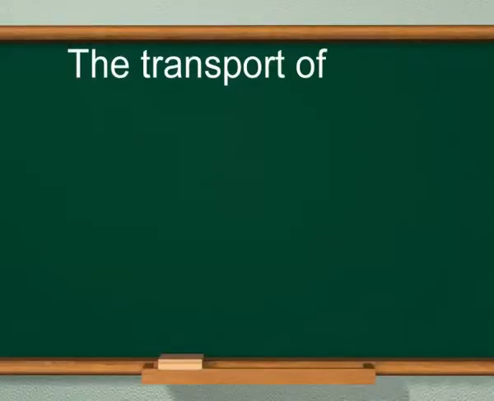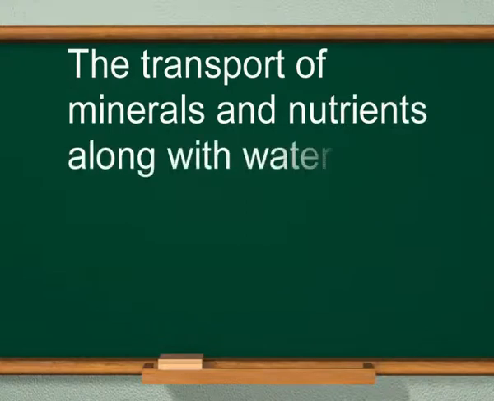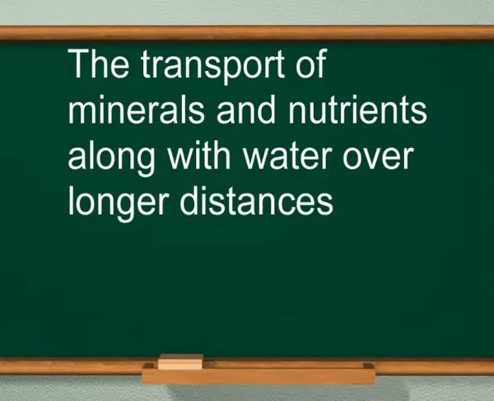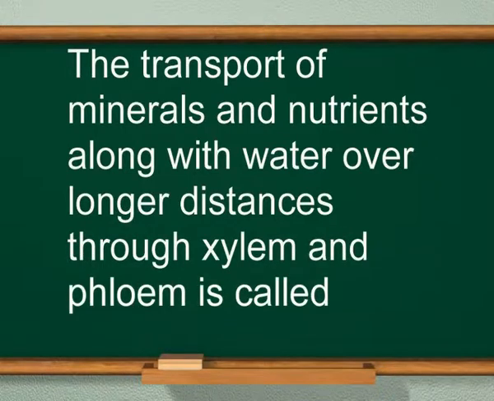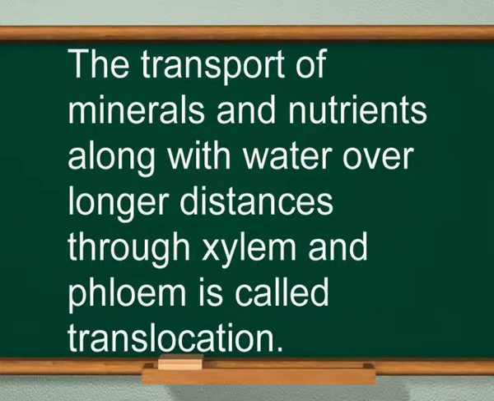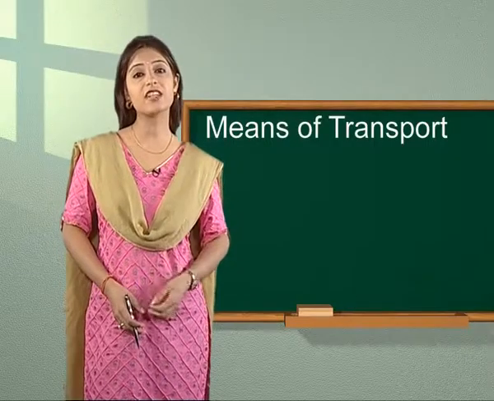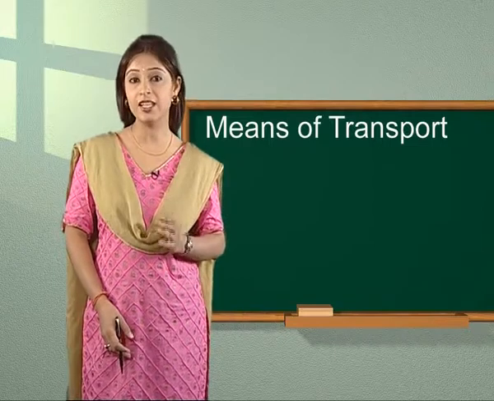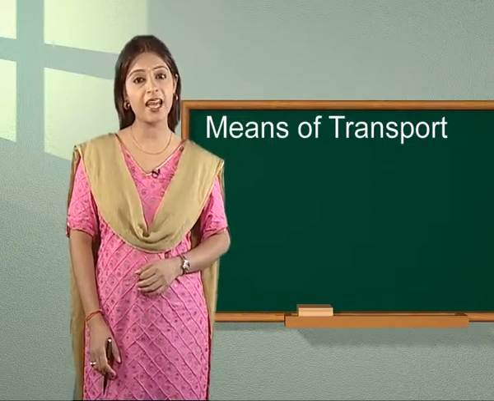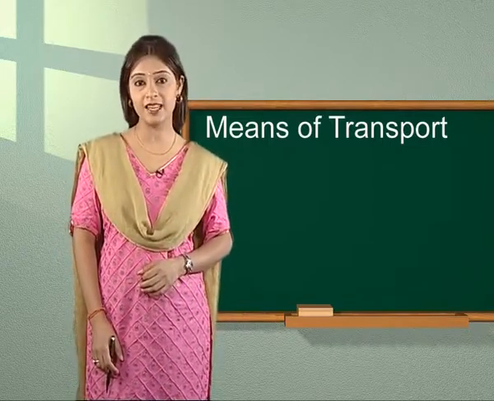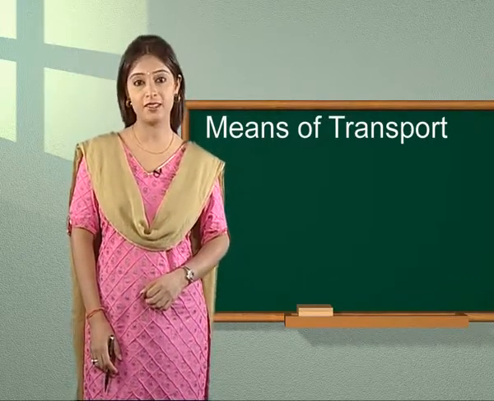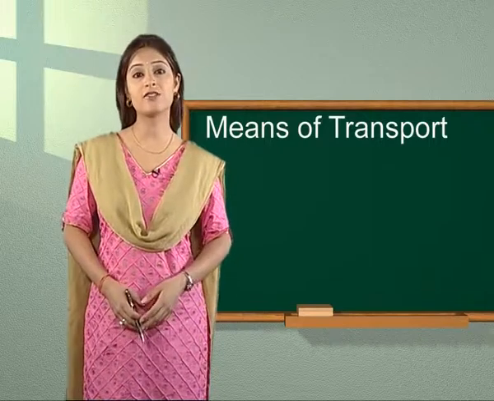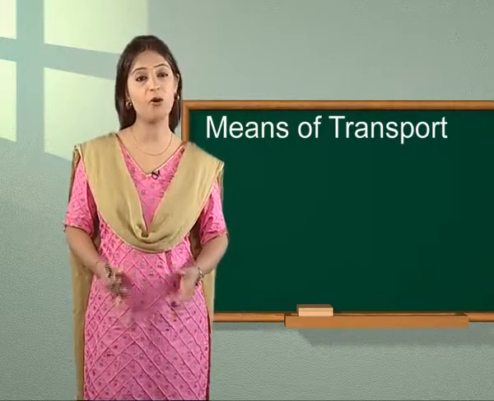The transport of minerals and nutrients along with water over longer distances through xylem and phloem is called translocation. Translocation in plants occurs at three levels: uptake and release by individual cell, short distance transport from one cell to another, and long distance transport at the level of the whole plant.